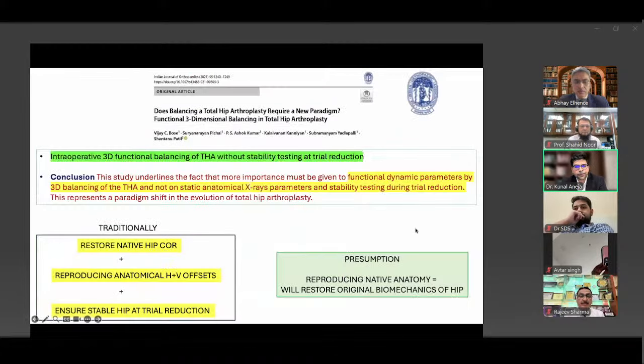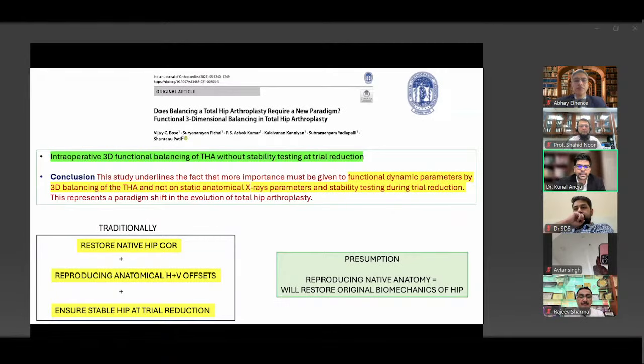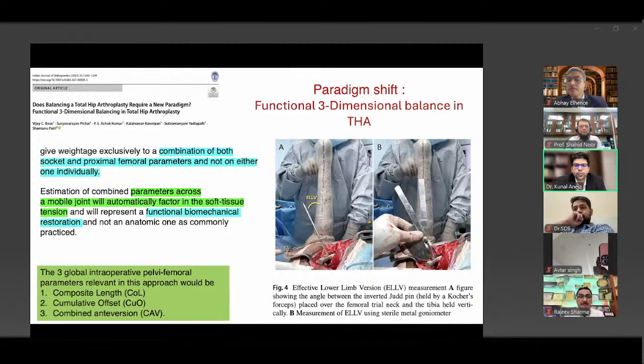for longevity. This paper is a useful read by Professor Vijay Bose, which traditionally moves from restoring a native hip center of rotation, restoring the native horizontal and vertical offsets and the trial reductions, to a presumption that a native reproduction of anatomy will not accurately restore the biomechanics. What we have to look for is cumulative length, cumulative offsets, and a combined version. So we have to look for both the femoral as well as the acetabular sides.